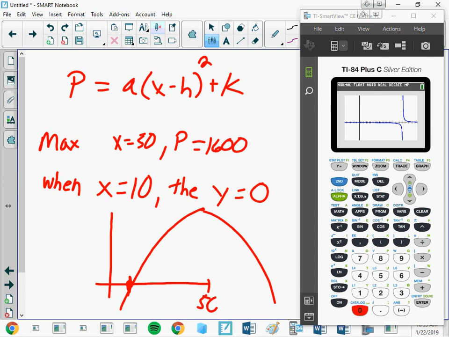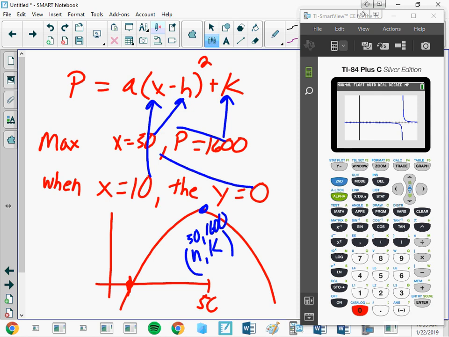So this here is the vertex, and it's at 50, 1600. So that's h, k. In vertex form, the maximum or the minimum is h, k. So I'm going to plug that in there. And then I also know that when x equals 10, y equals 0. What's the only thing I don't know? A. So I need to calculate A.